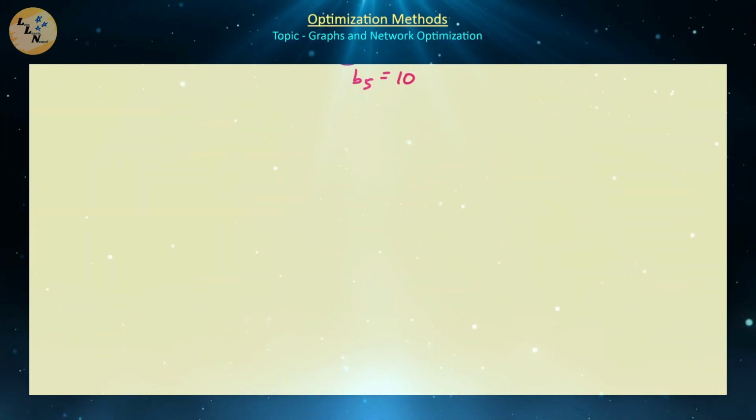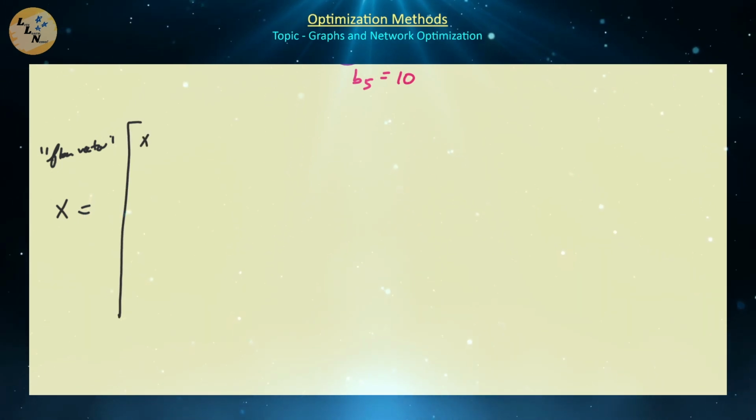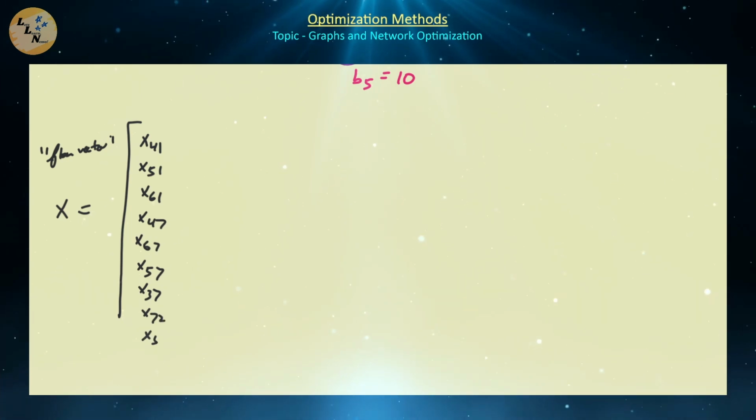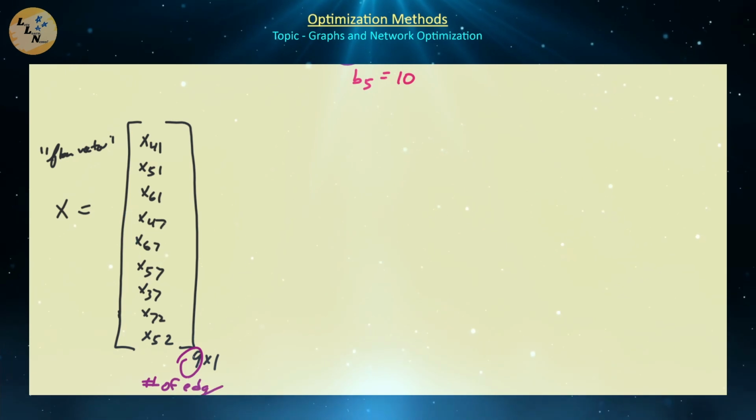So now what I'm going to do is define my x vector, and some people will call this our flow vector. So this is going to map out all of my edges. So for example, we can go from 4,1, we can go from 5,1, we can go to 6,1, we can go to 4,7, we can go to 6,7, and then we have 5,7, 3,7, 7,2, and then 5,2. Now, of course, this should be a 9 by 1 vector, where 9 is the number of edges.